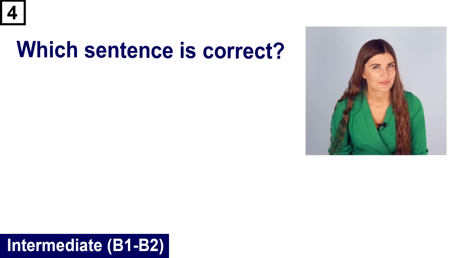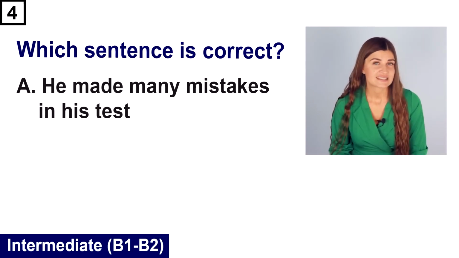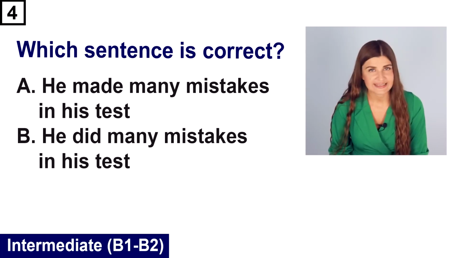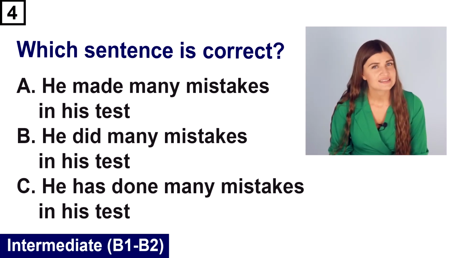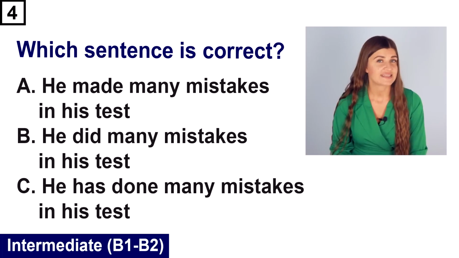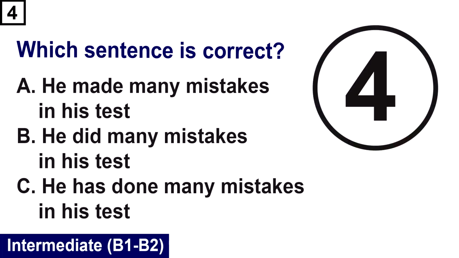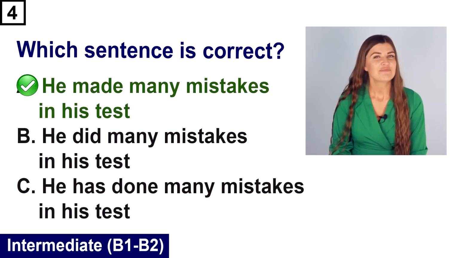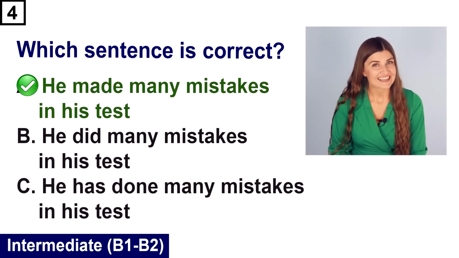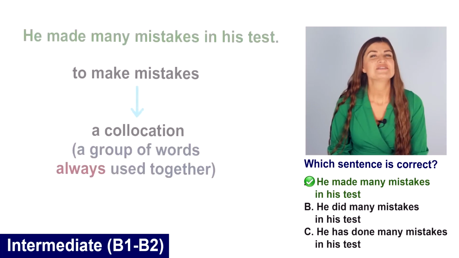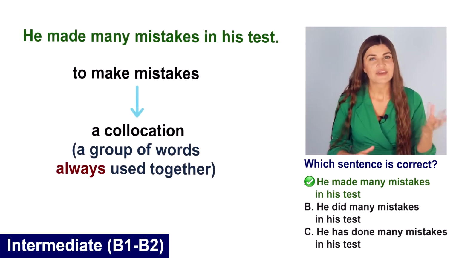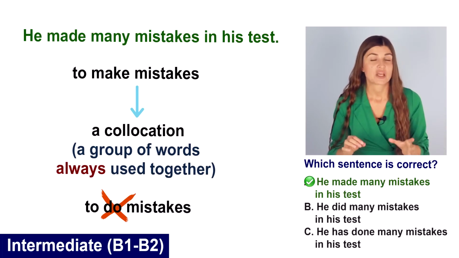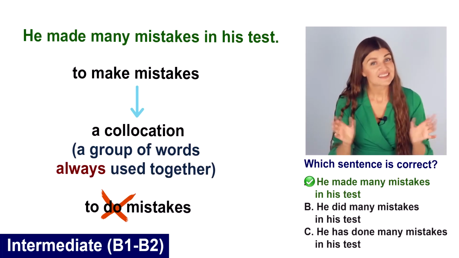The next question. He made many mistakes in his test. He did many mistakes in his test. He has done many mistakes in his test. He made many mistakes in his test. Why? To make mistakes is a collocation. We always say to make mistakes. To do mistakes is not correct.